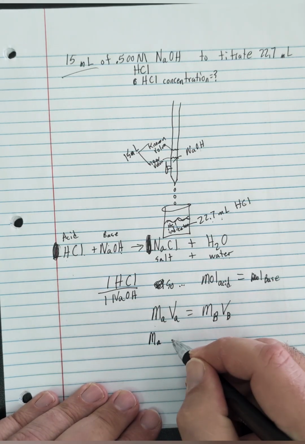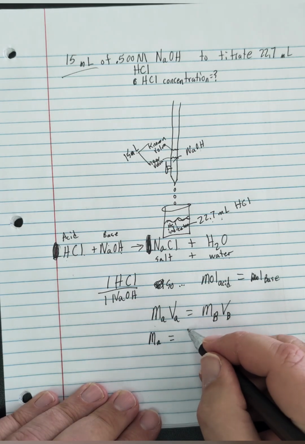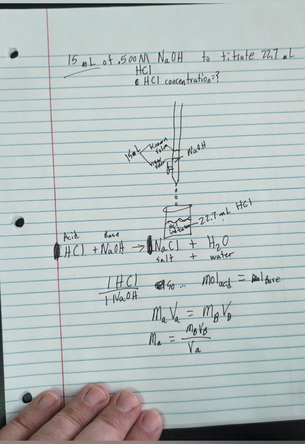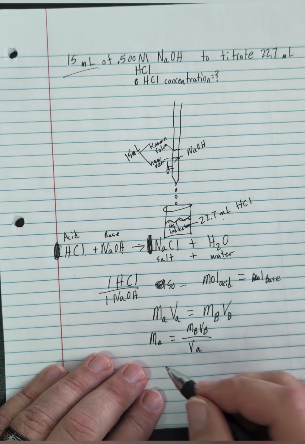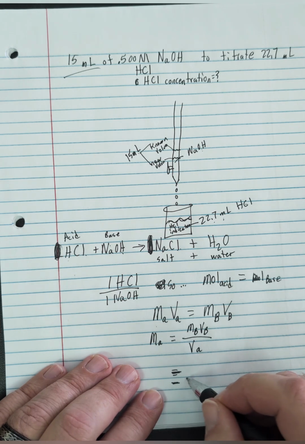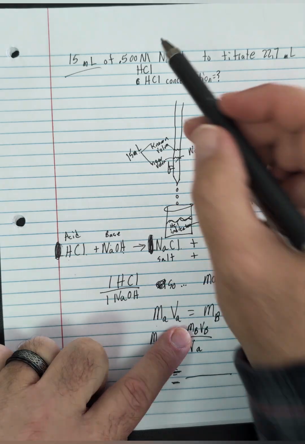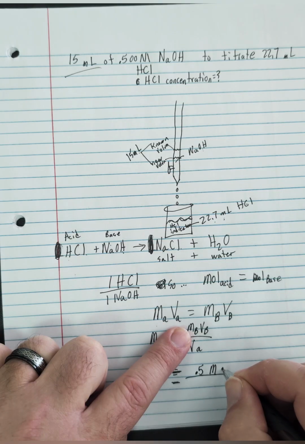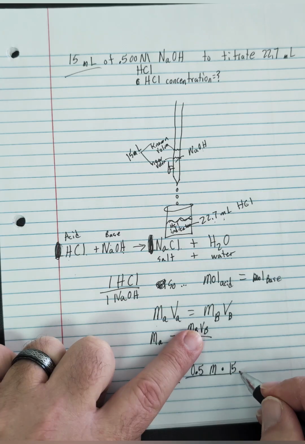So MA is equal, we're going to divide both sides by VA. So MBVB divided by VA. And now we just have to substitute in. Okay, so we know that the molarity of the base way back here at the beginning was 0.5 molar. All right, and then that's times the volume of the base, which was 15 milliliters.